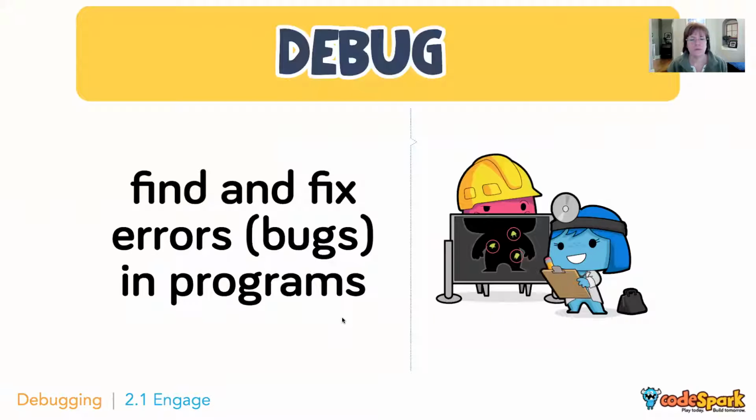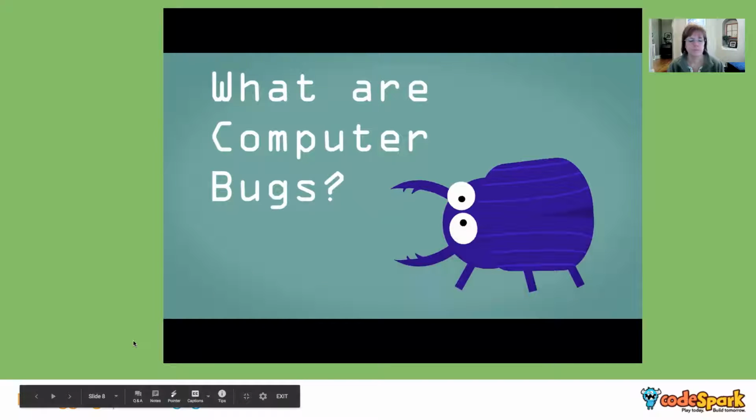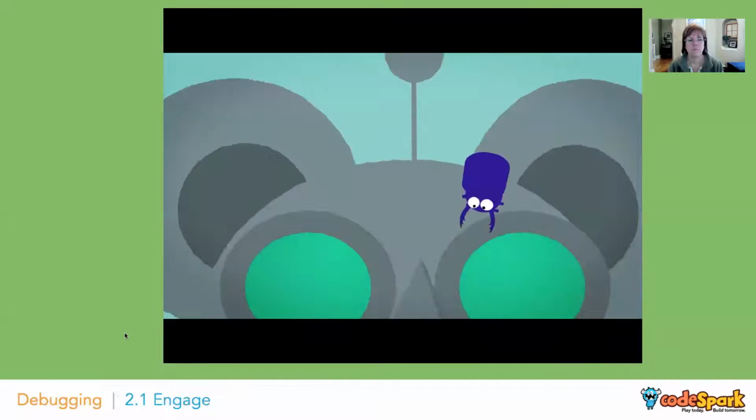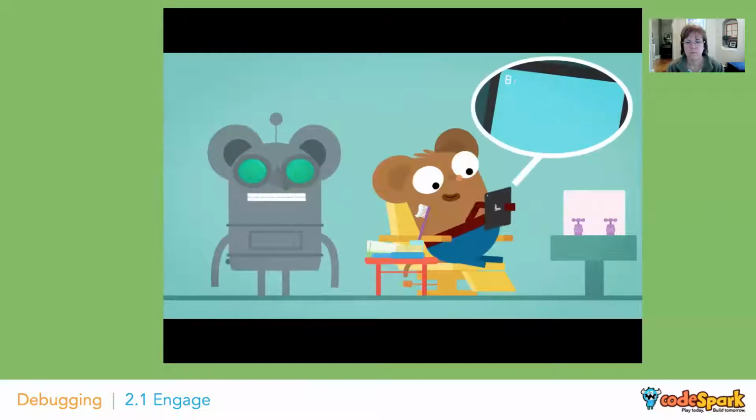When we're on a computer and we're coding, we call mistakes bugs. And we need to fix them, or debug them. So debug means to find and fix errors or bugs in programs. When we say that a computer program has a bug, we don't mean that it has ants or beetles in it. We mean that it has a mistake in the instructions which makes the program go wrong.